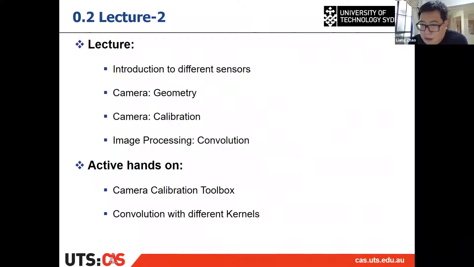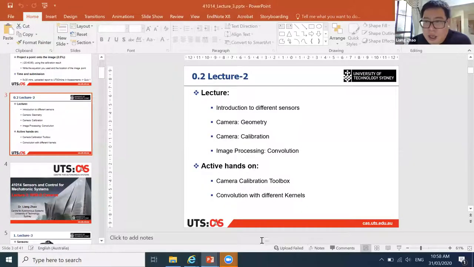All right, so suppose I have a question about the projection again in your quiz two or in your final exam, then you need to know how to do it. You definitely need to know how to do it. You may not use your camera in your future, but if you use it, you will know how important it is. All right. And in the hands-on activities, we've done the camera calibration toolbox, but we didn't introduce convolution. So let's first finish lecture two with convolution.